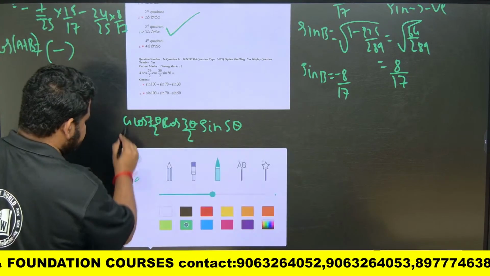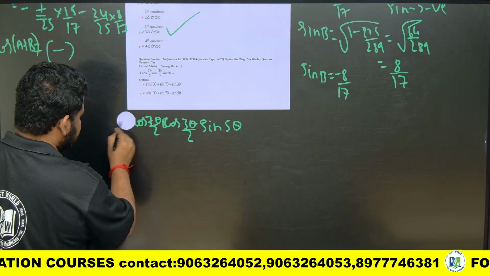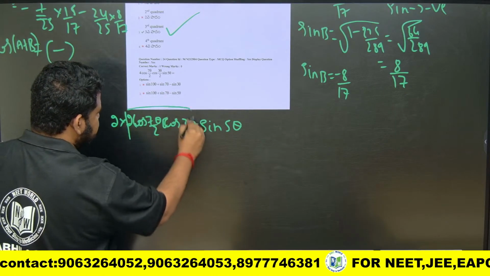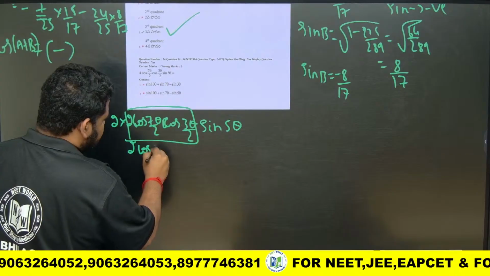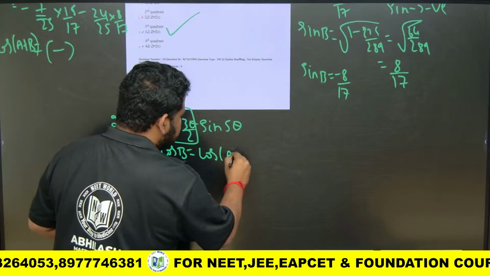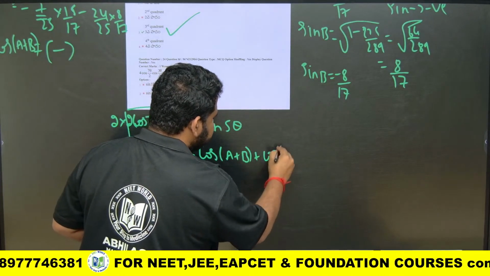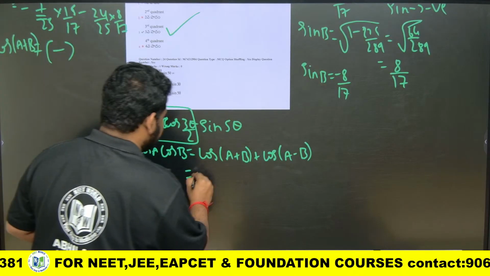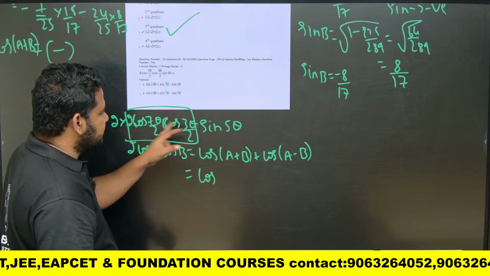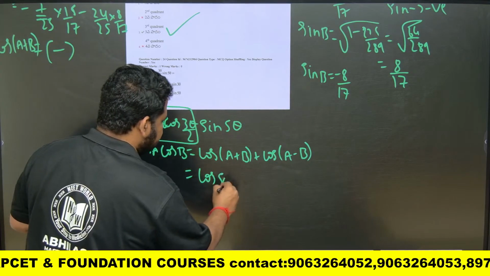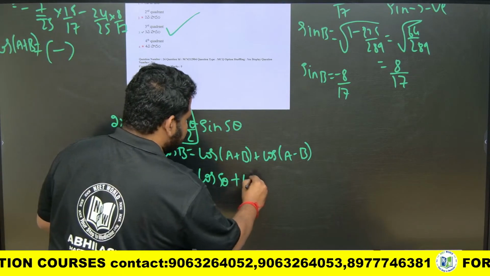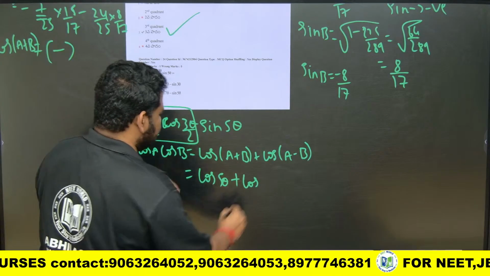Instead of 4, let me write it as 2 times 2 cos. So this is looking like 2 cos A cos B. What is the formula, friends? That is cos of A plus B plus cos of A minus B. If I apply this formula here, cos of A plus B: 7 theta plus 3 theta is 10 theta by 2, that is cos 5 theta, plus cos of A minus B: 7 minus 3 is 4, 4 theta by 2 is cos 2 theta.